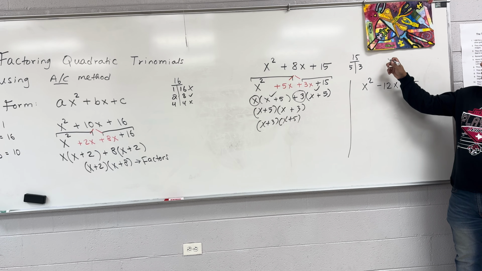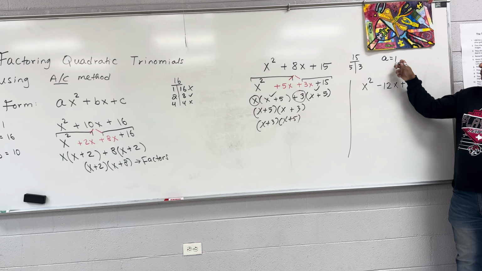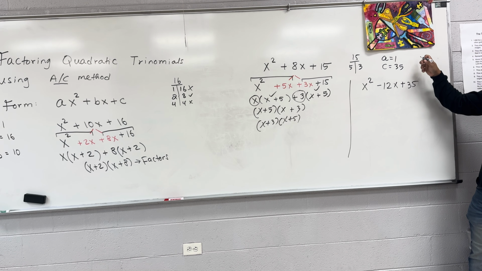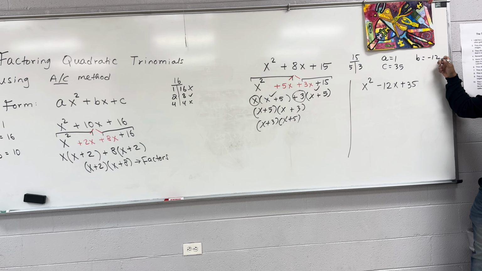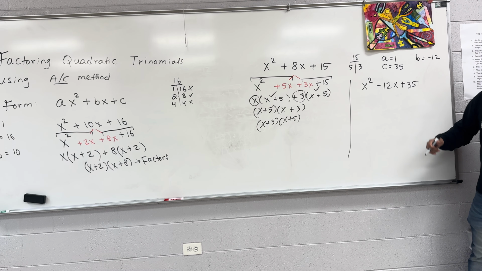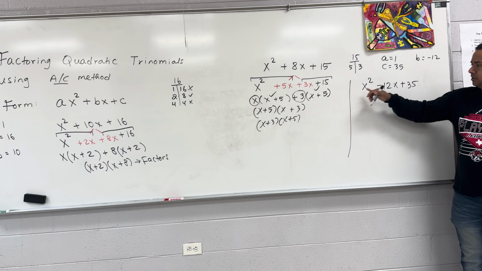Well, what's your A? 1. What's your C? 35. They're both positive. Your B is negative 12. So that's your B. We need that B at some point. We good? So C times A.